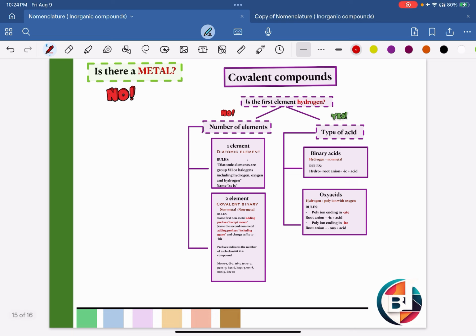It's important to note that when dealing with covalent compounds, if hydrogen is the first element, it should be treated as an acid. In this case, you should follow the naming rules for binary acids or oxyacids. If hydrogen is not the first element, then follow the rules for naming binary covalent compounds or diatomic elements. That's it, and we're done.